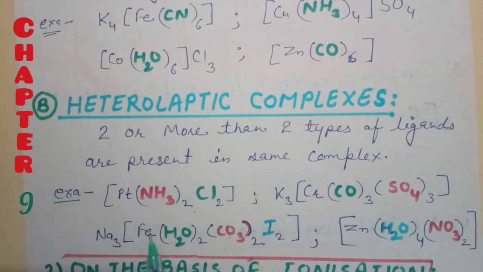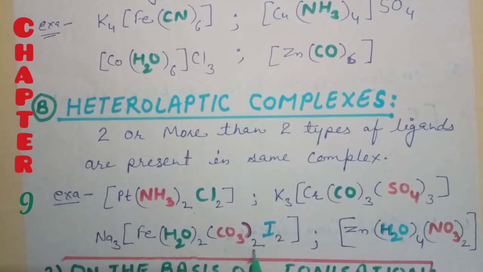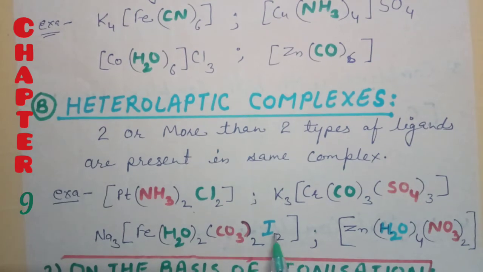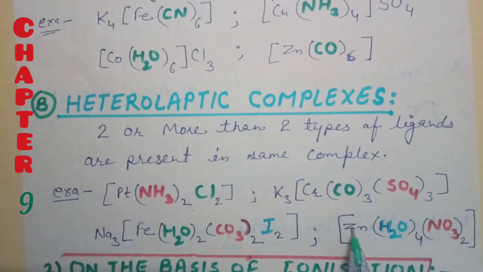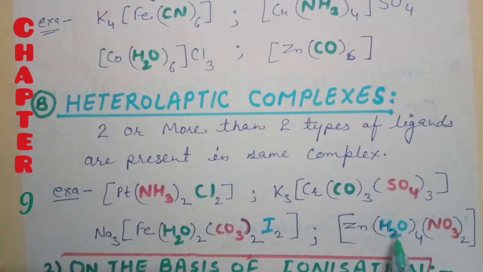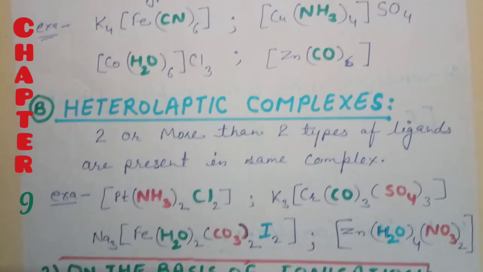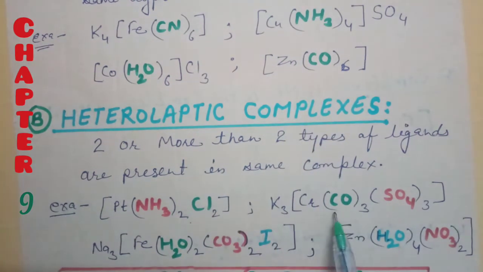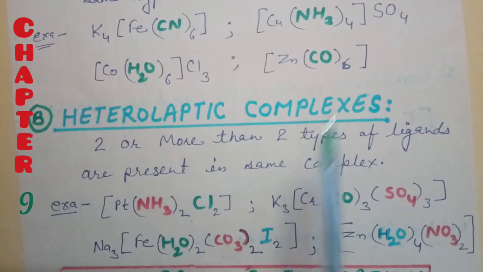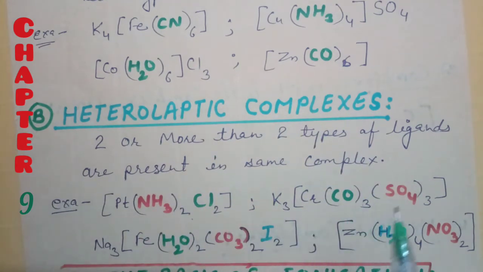Here, with Fe as the central metal atom, three types of ligands are present: two are aqua, two are carbonato, and two are iodido. In this, only the entity is present, no cation, no anion, with zinc as the central metal atom. Four ligands are aqua and two ligands are nitrato. See, in some the ligands are all of one type, and in others there are ligands of two or more types. So these are homoleptic complexes and these are heteroleptic complexes.